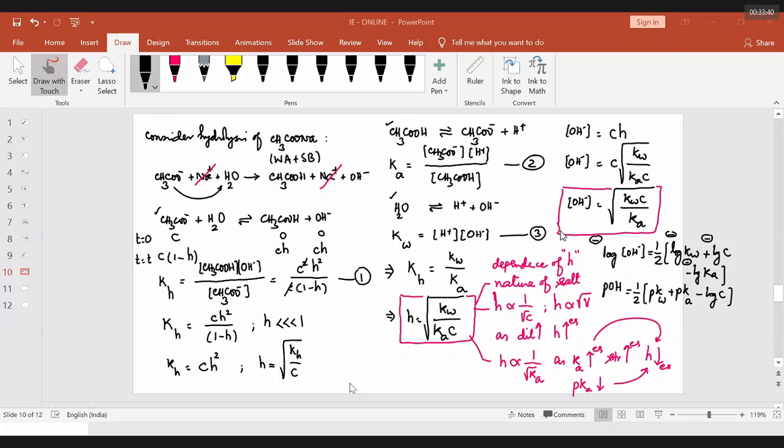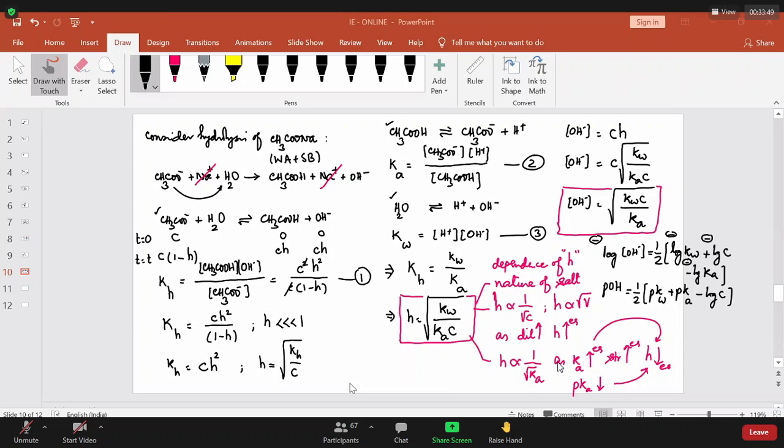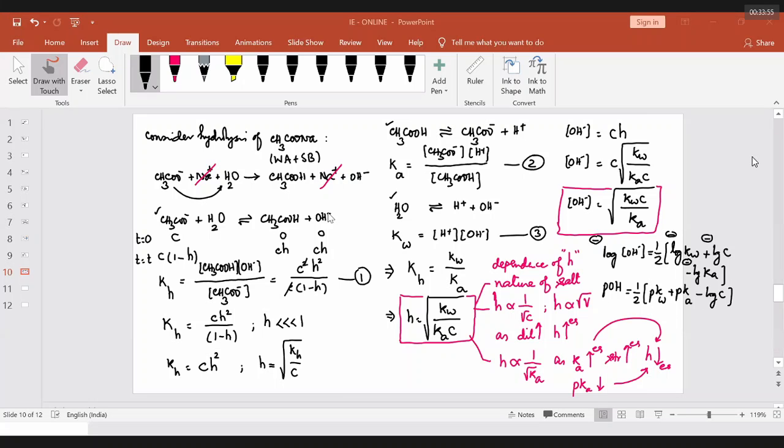pOH is equal to half pKw plus pKa, because minus log Ka. I have not taken that minus into account here. Yes, you are correct. This minus I have not taken into account. This minus log K is pK, but there is a minus here. You are right.